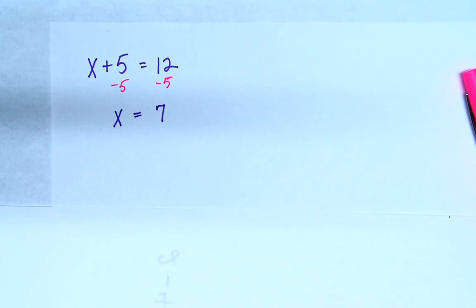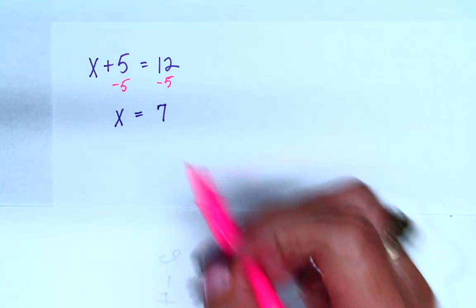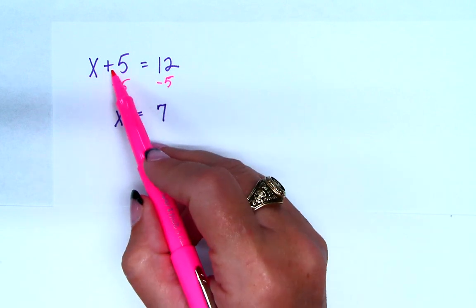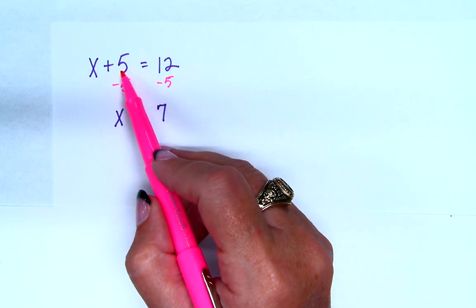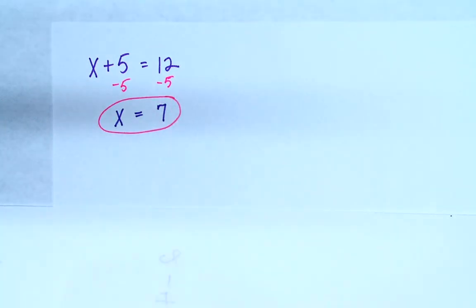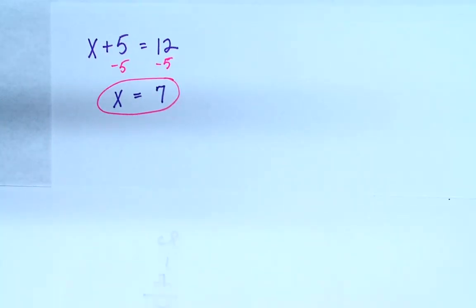Is it correct? How could you be absolutely sure it's correct? Plug it back in. 7 plus 5? 12. Does 12 equal 12? Yes. So I know that that is the correct answer. Now, I know this seems really basic. That's because it is, but I need to make sure we're on the same page.